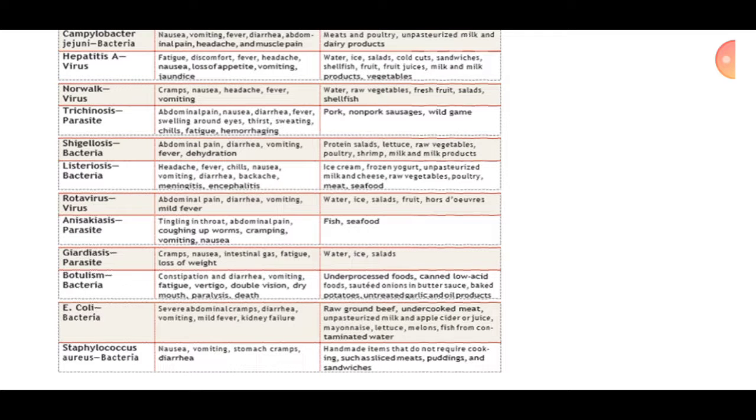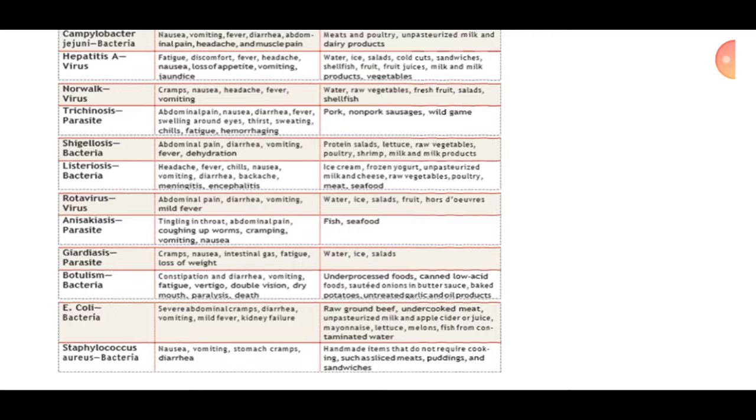Next is botulism bacteria. The symptoms are constipation and diarrhea, vomiting, fatigue, vertigo, double vision, dry mouth, paralysis, and death. The foods involved are under-processed foods, canned low-acid food, sauced onions and butter sauce, baked potatoes, and untreated garlic and oil products.